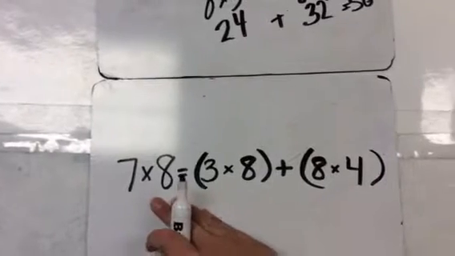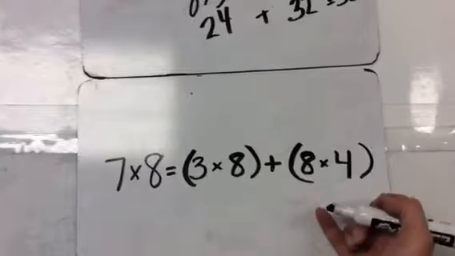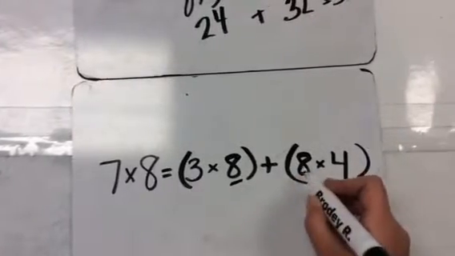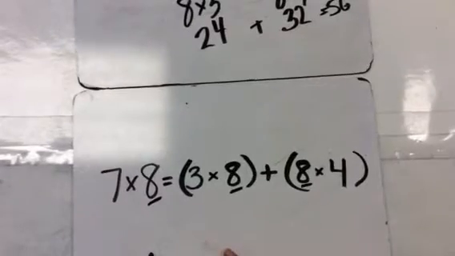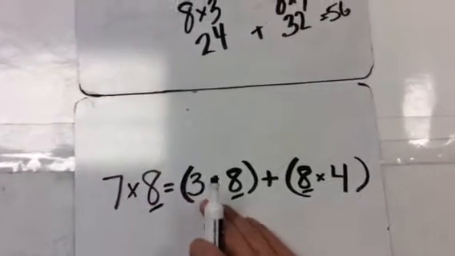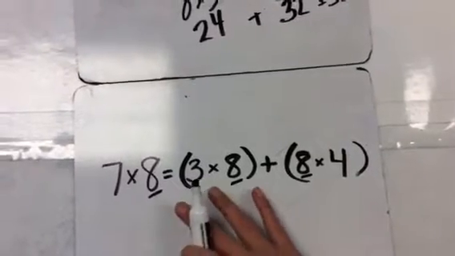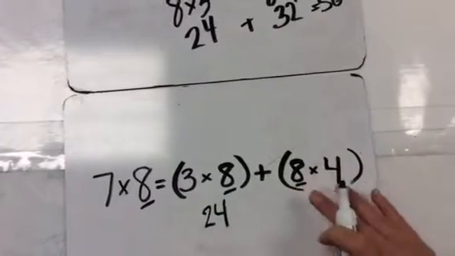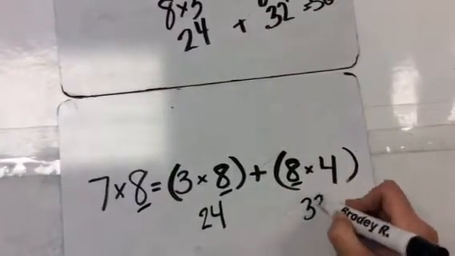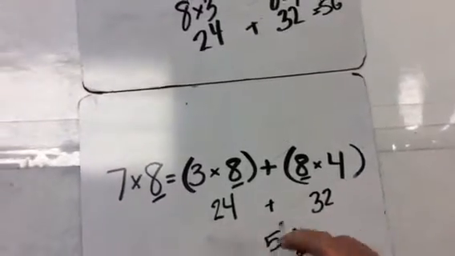Which number do you see that I kept? You can see that I kept the 8. What number can you tell that I broke? I broke up the 7. I've got the 3 and the 4 to represent the 7. So let me solve my parentheses. 8 times 3 is 24. 8 times 4 is 32. When I add those together, I get 56 again.